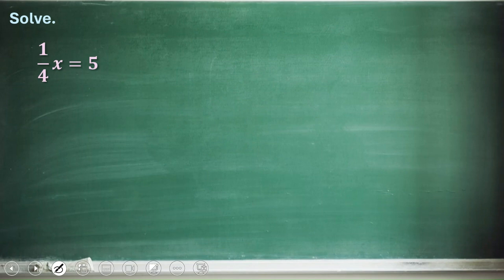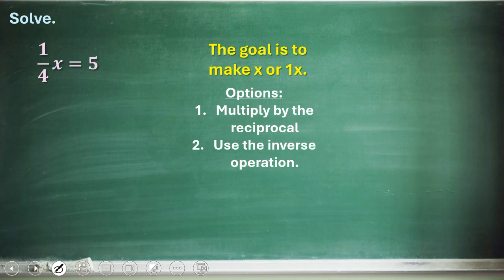All right, let's get to this. So our goal is to make the left side of the equation equal to x, or 1x. We have a couple of options for doing that. We could either multiply 1/4 by its reciprocal, or we could use the inverse operation. So in this case, 1/4 is being multiplied by x. So the opposite of multiplying is dividing, so I could divide by 1/4.